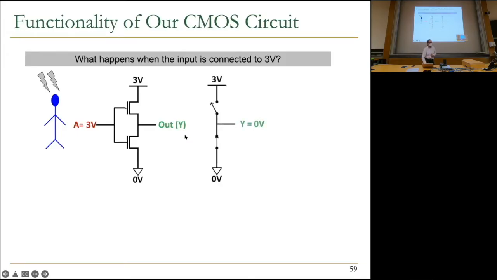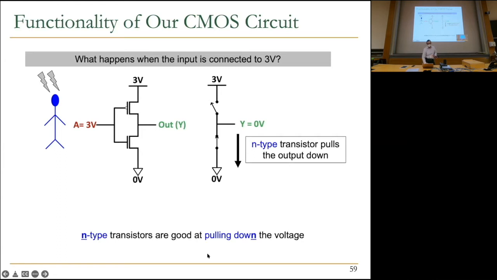Basically, the transistors as switches look like this. And the N-type transistor right now pulls down the output. It's connected to 0 volts ground and it's pulling down the output line over here. Hopefully it makes sense. N-type transistors are good at pulling down the voltage, and you can remember this as N is good at pulling down, right?